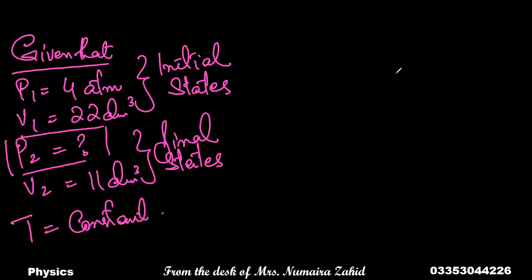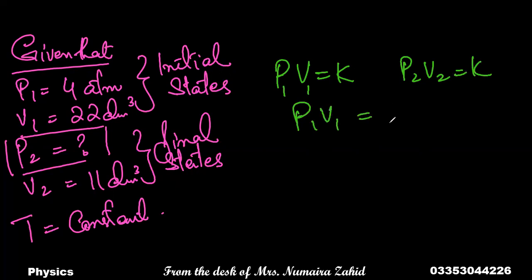According to Boyle's law, volume and pressure are inversely related. So PV is equal to K. Similarly, if P1 V1 is equal to K and P2 V2 is equal to K, then P1 V1 is equal to P2 V2 is absolutely correct. Here, the initial pressure is 4 and initial volume is 22. On the other hand, the final pressure is to be found out and the volume reduces to 11 cubic decimeter. How can we find the final pressure?